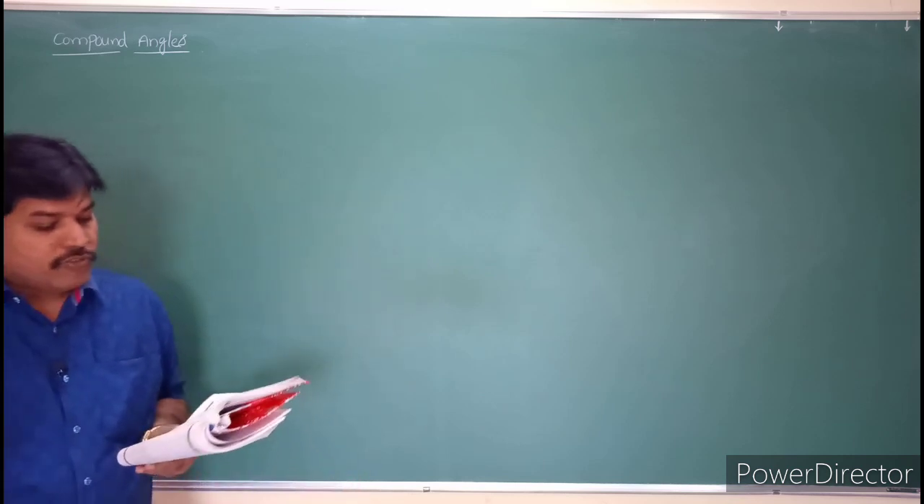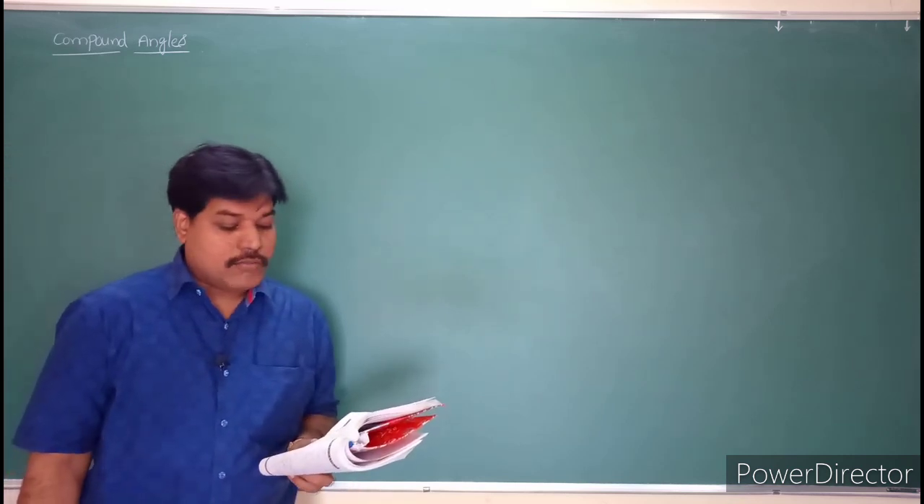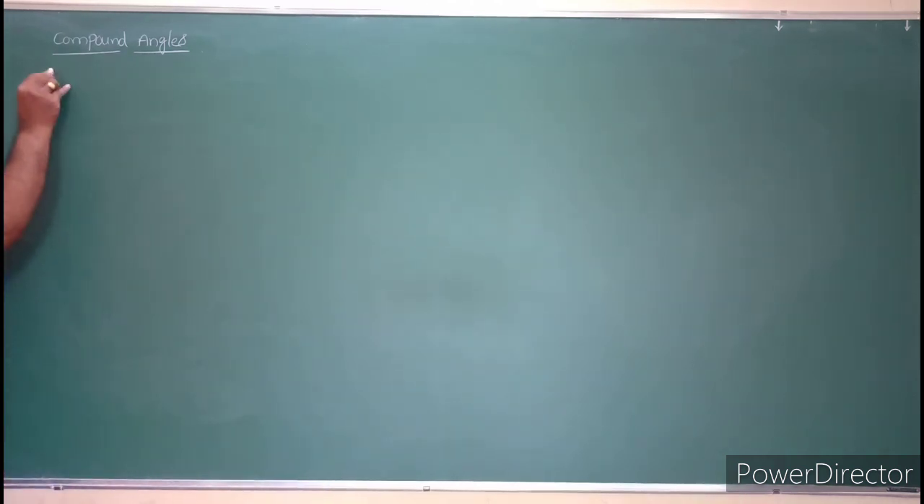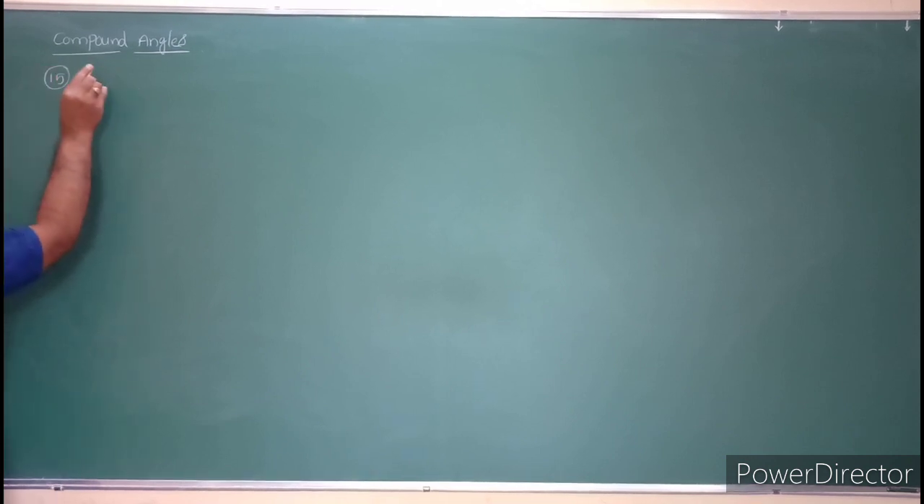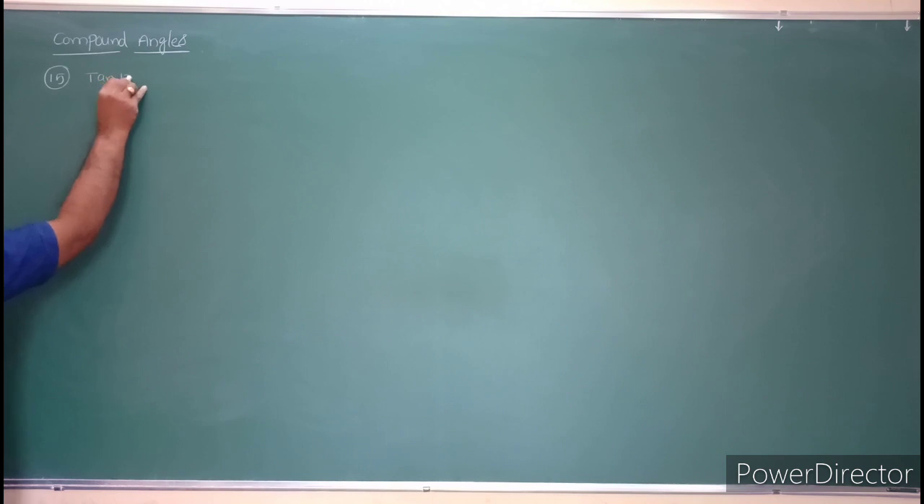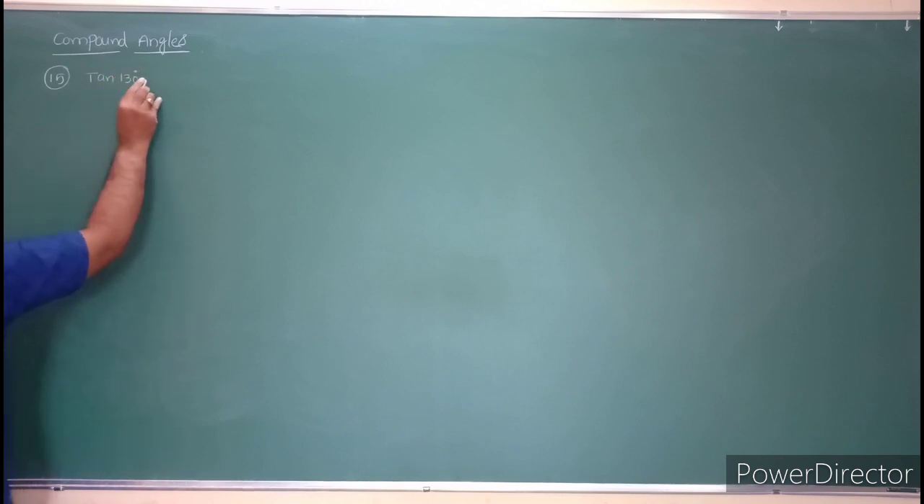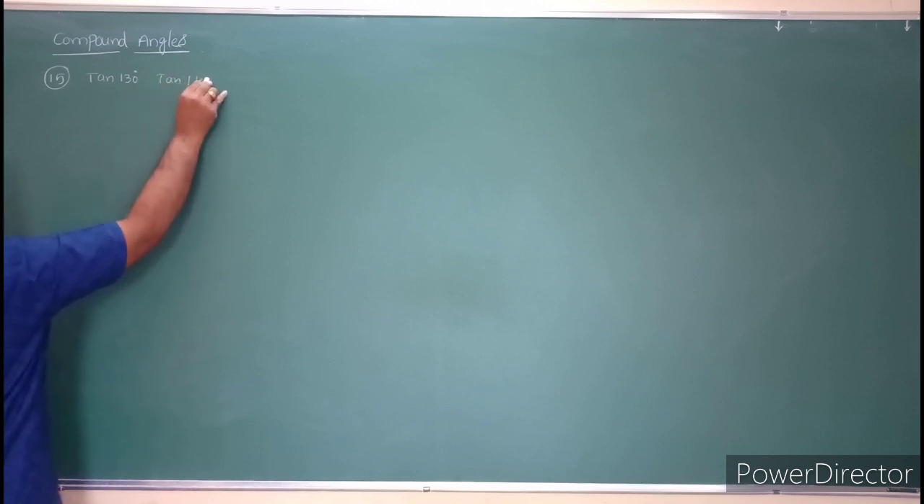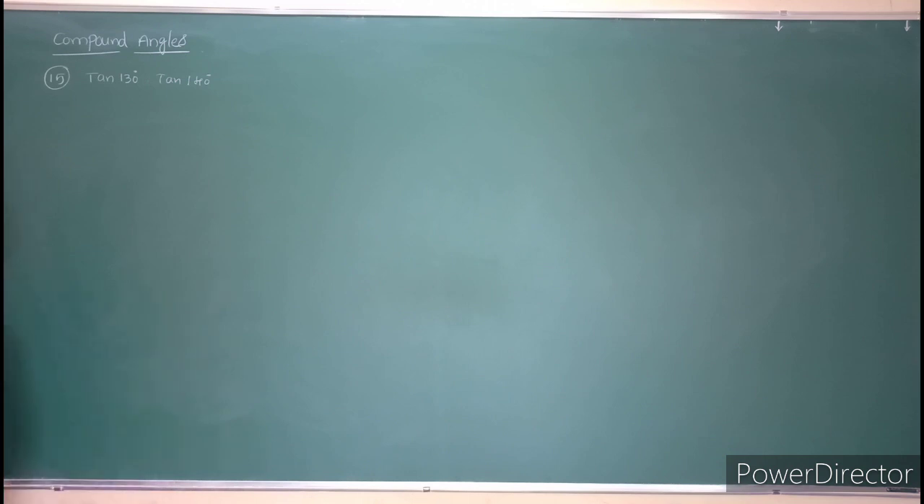So try the question number 14. So see the question number 15. What is question number 15? The value of tan 130 degrees into tan 140 degrees.